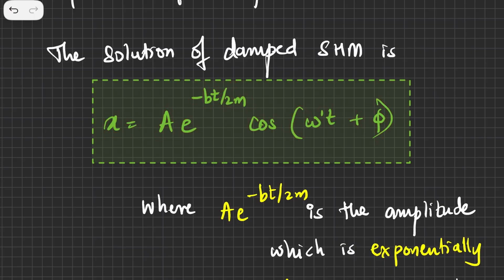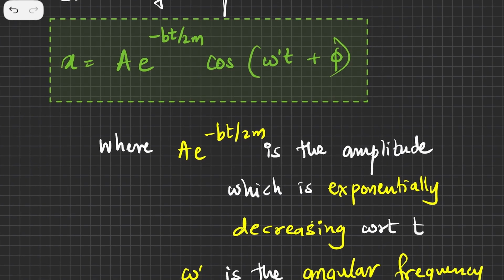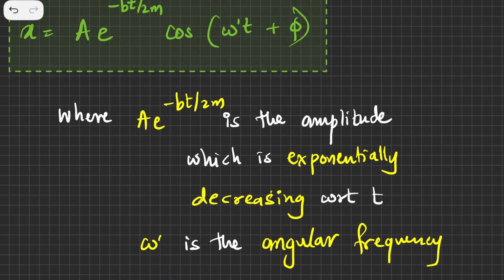So this is the solution of that damped simple harmonic motion differential equation. Wherever there is a term, the coefficient of the cos or sine is called the amplitude. So a e raised to minus bt by 2m is the amplitude. Here b is a constant, 2 is a constant, m is a constant, and the only variable is t, with a negative sign. So this amplitude is exponentially decreasing with respect to time.